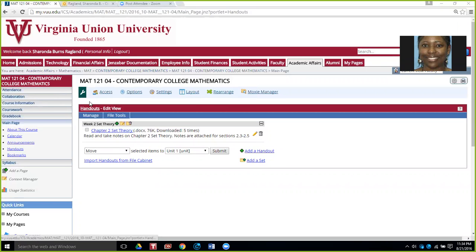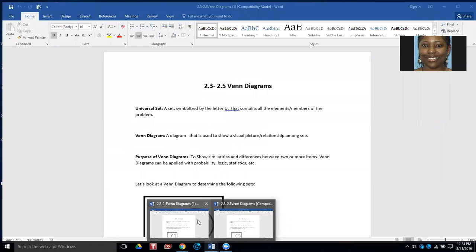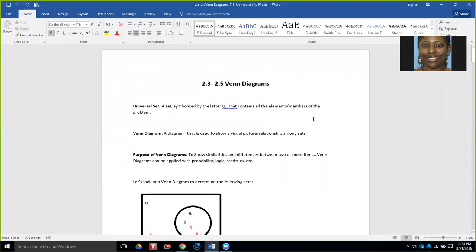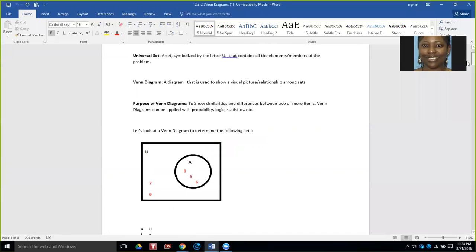I also provided you with notes on chapter 2 in class, and also attached the latter part of chapter 2 in the Genza bar, the VU site. If you go to the main page of your class and click on handouts, it will take you to this screen here. If you click on set theory, it will take you to the notes that I have provided for you in reference to the Venn diagram.